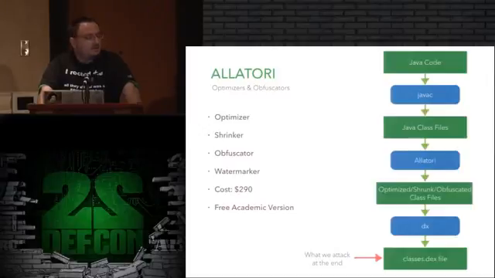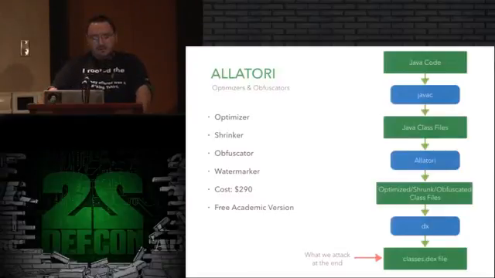Allatori is actually not as good as DexGuard, but I like it a lot better. I actually emailed the authors and they gave me a free license, which was really cool. If you have a .edu email and have an academic purpose, they'll kick you one. It's originally designed for just plain Java, but it works fine in Android Java. It's an optimizer, a shrinker, an obfuscator, a watermarker. It's priced on the lower end at like $290, and again, free academic license. So if you have an edu email address, hit them up.